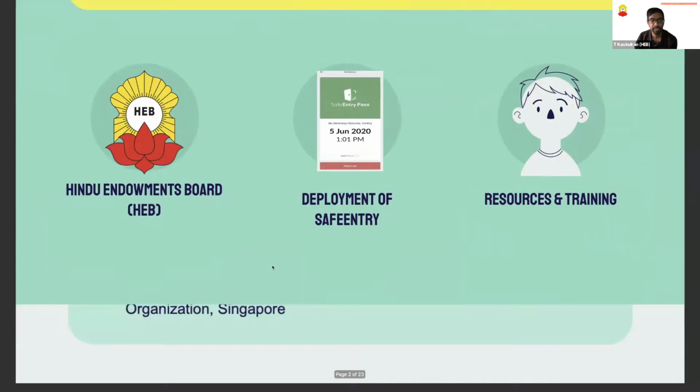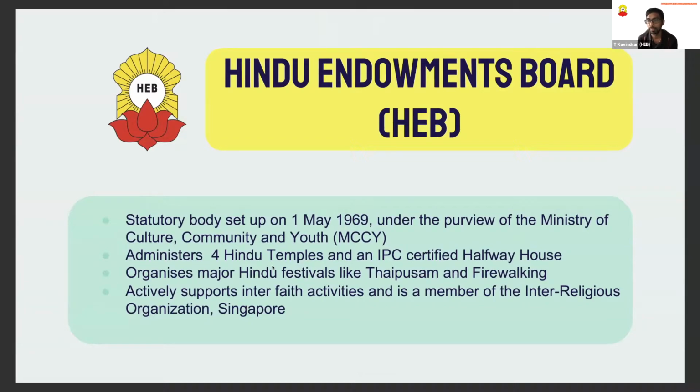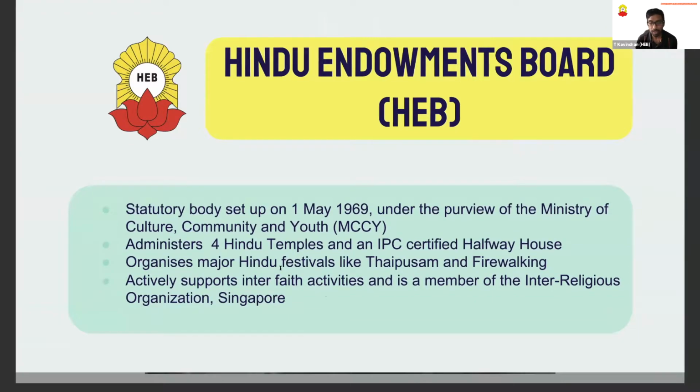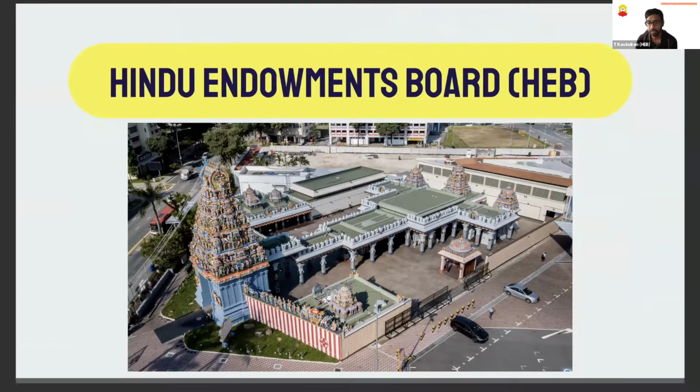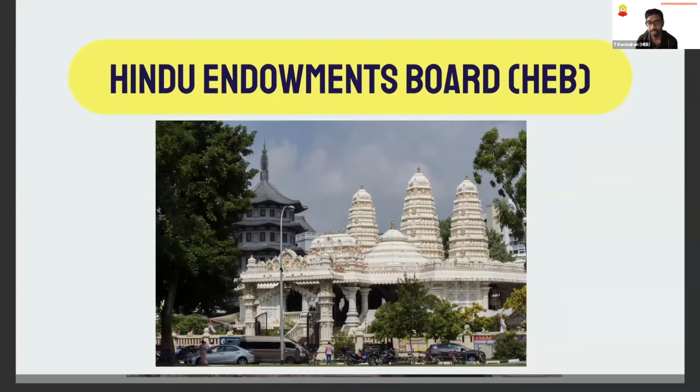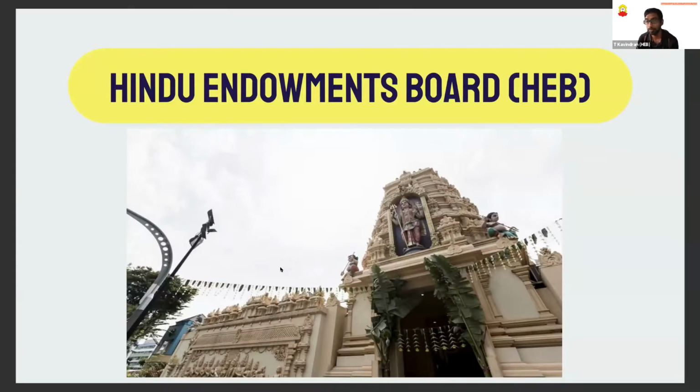Okay, so HEB is basically a statutory body that comes under the purview of the Ministry of Culture, Community and Youth. Our primary role is that we administer 4 Hindu temples. They are Sri Mariamman Temple, located at South Bridge Road, Sri Srinivasa Perumal Temple, located at Serangoon Road, Sri Sivan Temple, located at Geylang, and Sri Vairavimada Kaliamman Temple, located at Toa Payoh. Out of these 4 temples, 2 are national monuments. We have over 1,000 volunteers who help us during major festivals. Our key business is to administer the temples, the day-to-day activities, and we organize 2 major festivals yearly, which are the Thaipusam Festival and the Firewalking Festival.